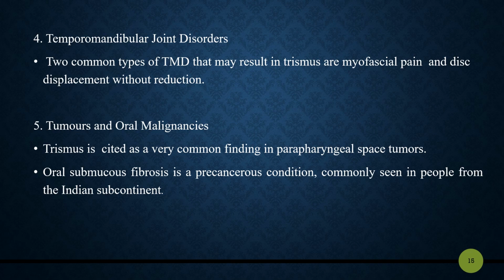Oral submucous fibrosis is a precancerous condition commonly seen in people from the Indian subcontinent. This causes blanching of the mucosa and can affect speech by restricting the tongue and the soft palate movements. The exact etiology is unknown, but it is most commonly attributed to betel nut chewing.